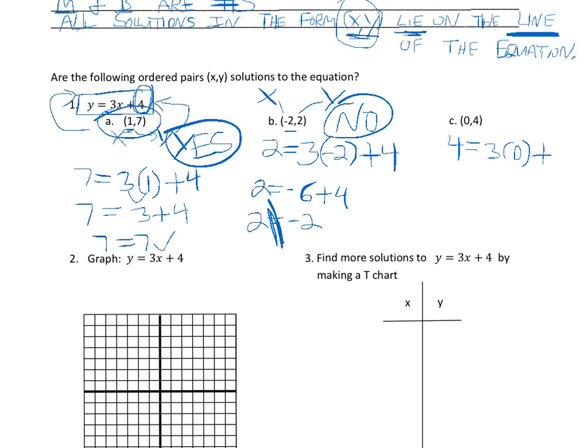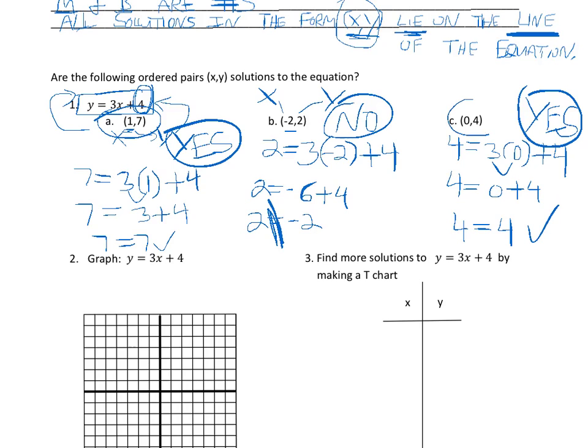Make sure to put this. Sometimes students forget that. Put that plus 4. So I'm going to have 4 equals, well, 3 times 0 is 0. 0 plus 4 is 4. So this works. I get the same number on the left and the right side. So my answer to this is yes. So 0, 4 is going to lie on the graph of this line.